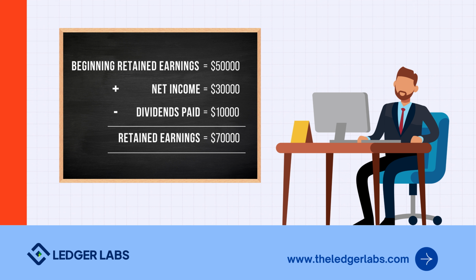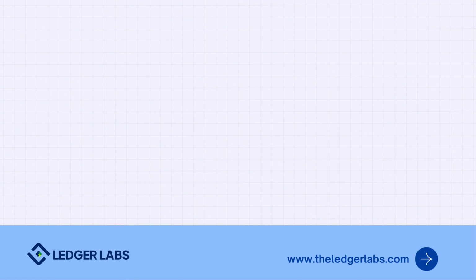To calculate the retained earnings at the end of the year, retained earnings equals $50,000 plus $30,000 net income minus $10,000 dividends paid, which equals $70,000. So, the retained earnings at the end of the year would be $70,000.